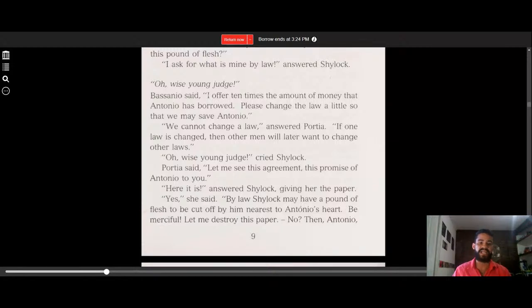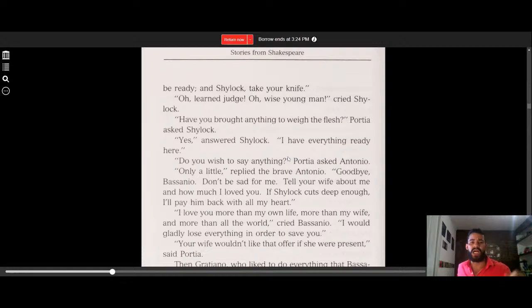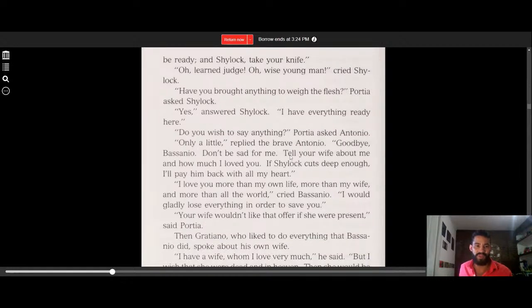"Here it is," answered Shylock, giving her the paper. "Yes," she said. "By law, Shylock may have a pound of flesh to be cut off by him nearest to Antonio's heart. Be merciful. Let me destroy this paper. No? Then, Antonio, be ready. And Shylock, take your knife."